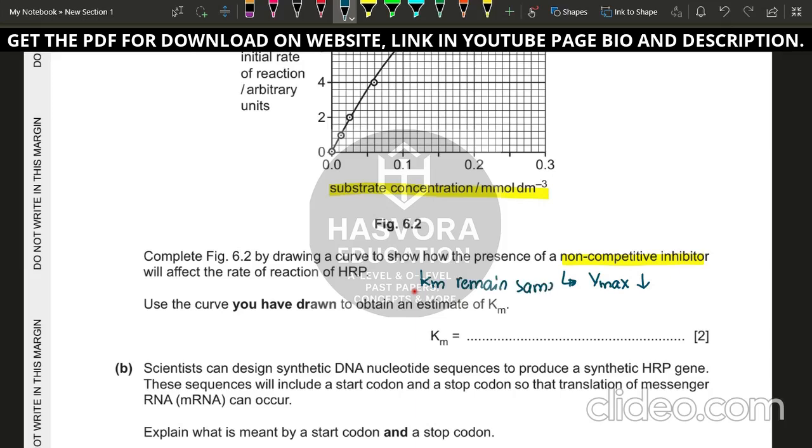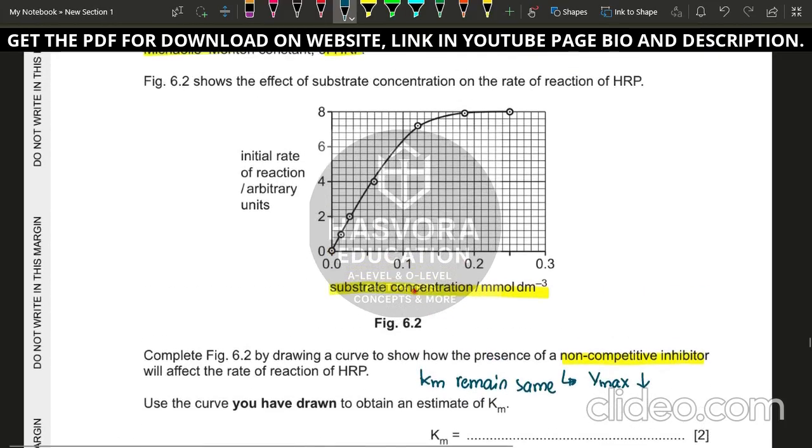Okay, so you should be careful for it. Use the curve you have drawn to obtain an estimate of the Km value. Now I just told you that the Km remained the same. So let's see the Km value for this one. This is the Vmax, and the Km value is the substrate concentration for half the Vmax. So half Vmax will be your 4, and this is the point. This is approximately 0.06.